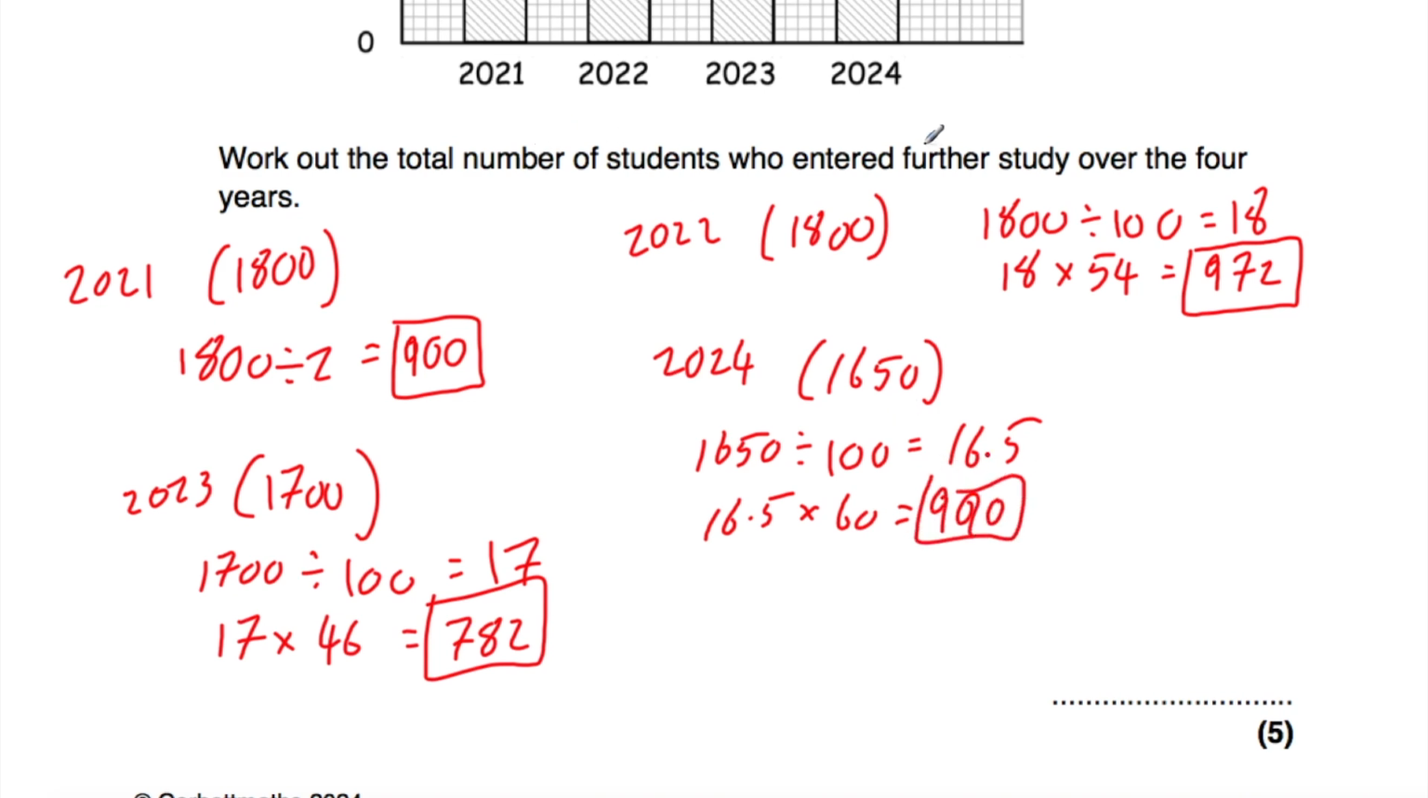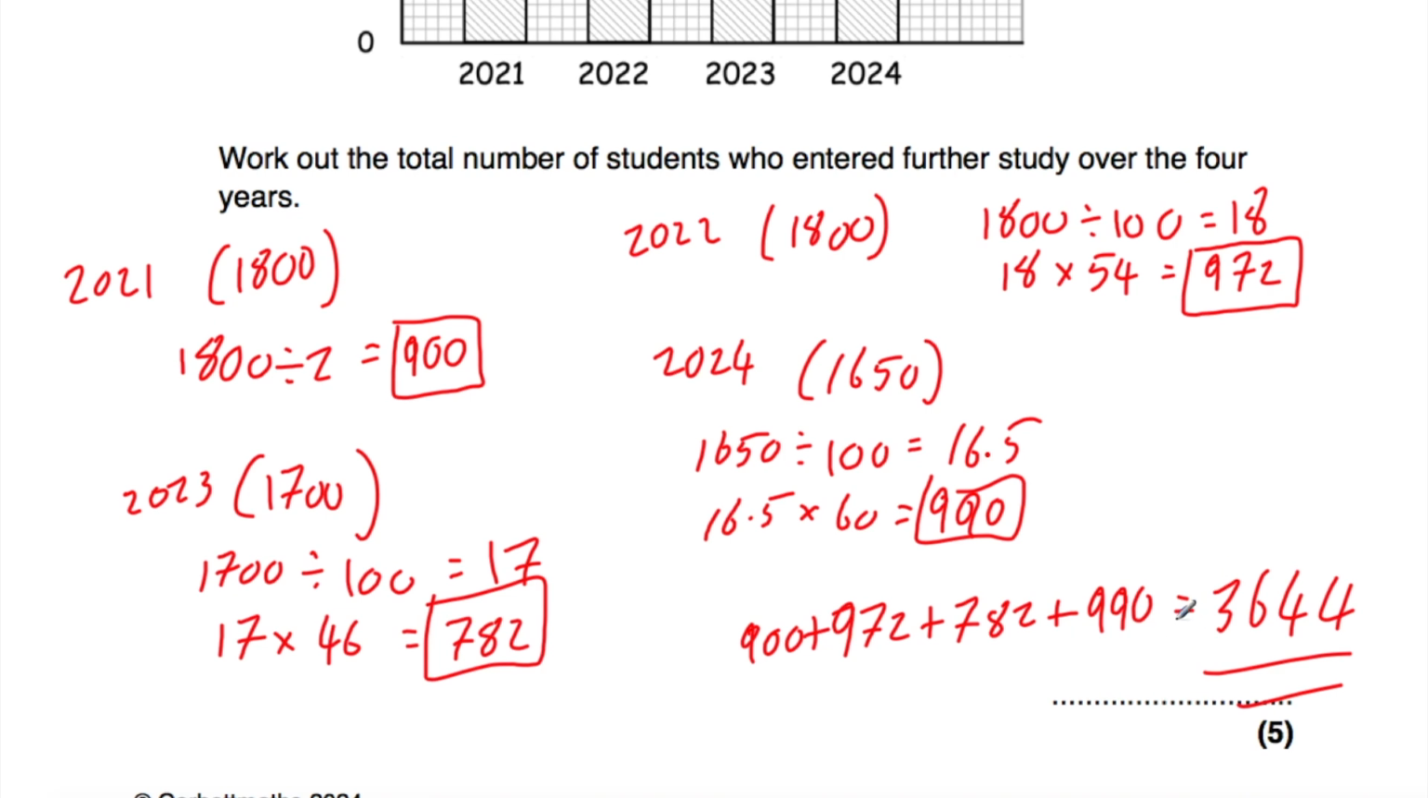And the question said find the total number that went into further study. So we just need to add these together, the 972, the 782, and the 990. So let's do that. 900 plus 972 plus 782 plus 990 is equal to 3,644 students. So that means that altogether 3,644 students went into further study over those 4 years in that particular time.